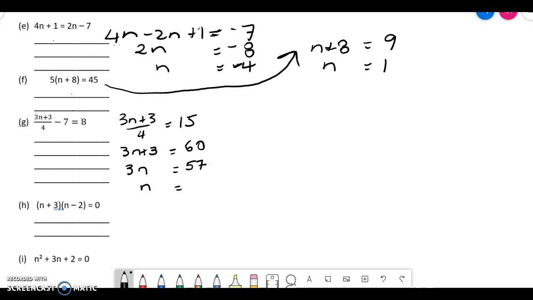57 divided by 3. Let's have a look. 3 into 57. I know you may have learned other ways to do it, but this way works. How many times does 3 go into 5? Once, and 2 left over. How many times does 3 go into 27? 9 times. So my answer for n is 19.